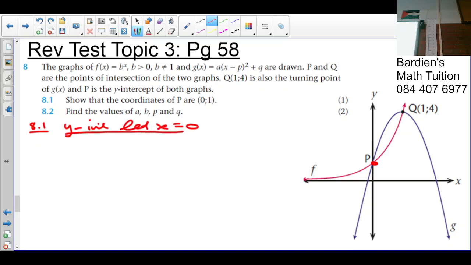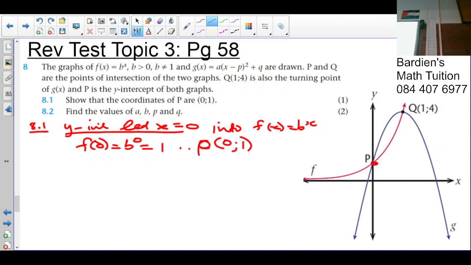So that is the y-intercept of your parabola, and it's the y-intercept of your exponential graph, not so? But if you substitute 0 wherever you see x in your parabola, it is not going to make any difference to us. So what I'm going to do is rather substitute 0 into the f of x graph, which is b to the x. So f of 0 will be b to the 0, which is 1. Therefore, P is 0 and 1. Okay, make sense?